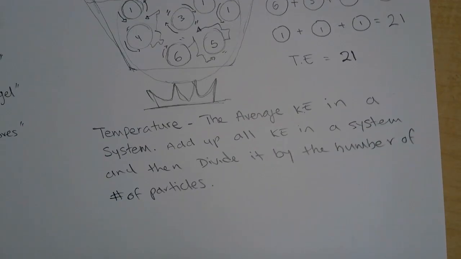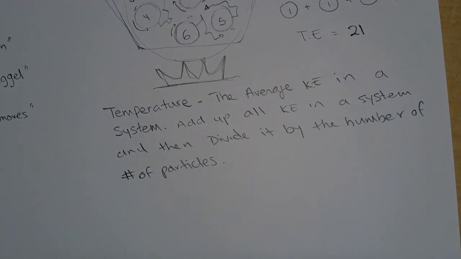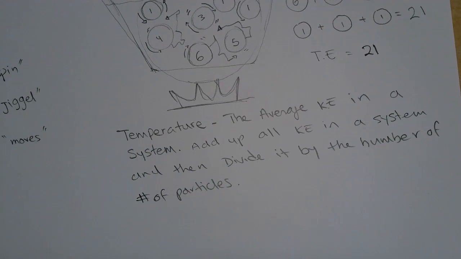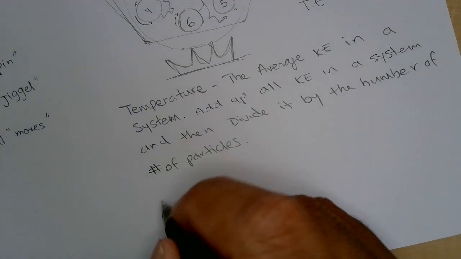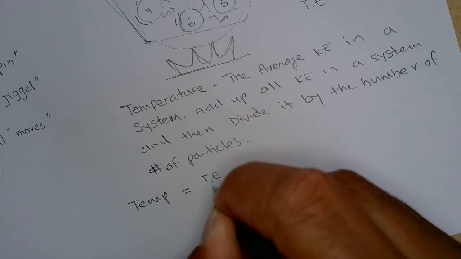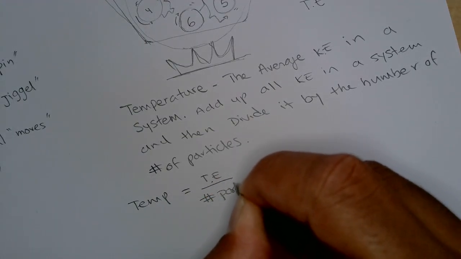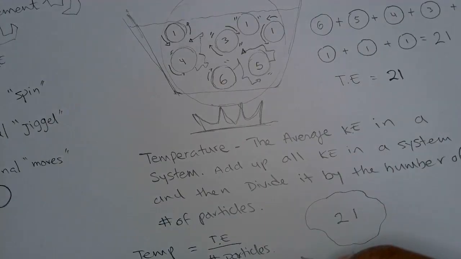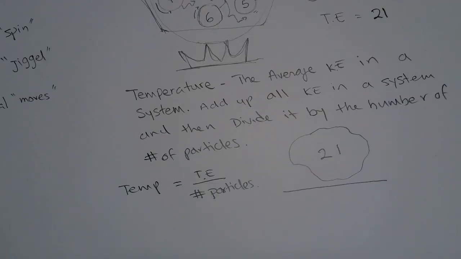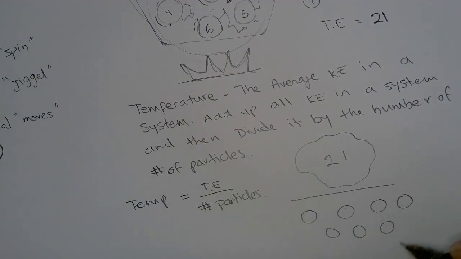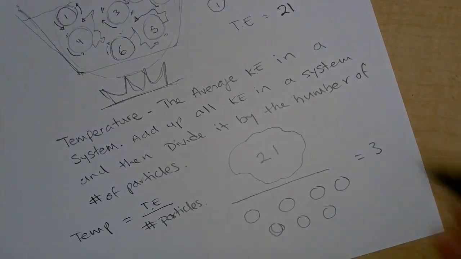You guys will be able to calculate the number of particles of certain elements, and then using temperature and how certain elements react to other processes, like physical or chemical changes, you'll be able to do a lot of different interesting things with it. All right, so another way to say this is to say that temperature equals thermal energy divided by number of particles. So TE is 21. And then how many particles are in this system? 7. Yeah. And so there's 7 particles. So what is 21 divided by 7? 3. Yeah, 3. So the temperature is equal to 3.